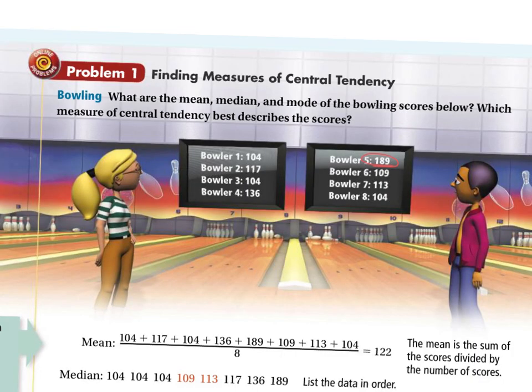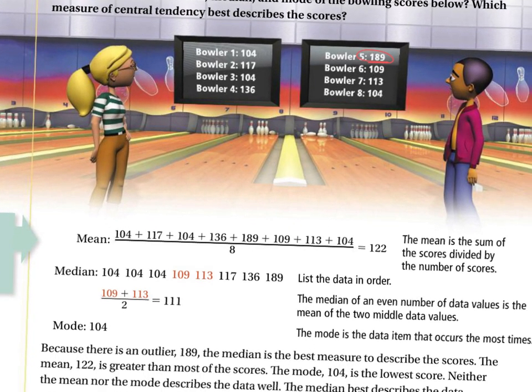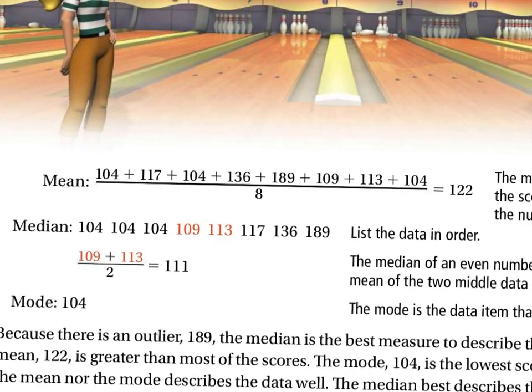So if we look at problem 1, they want us to find the mean, median, and mode of the bowling scores, and then which measure of central tendency best describes the scores. So for the mean, they averaged all these numbers together. So they added them all, divided by 8, and they got 122. So 122 is the mean.